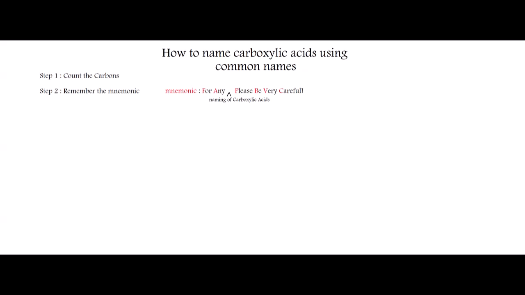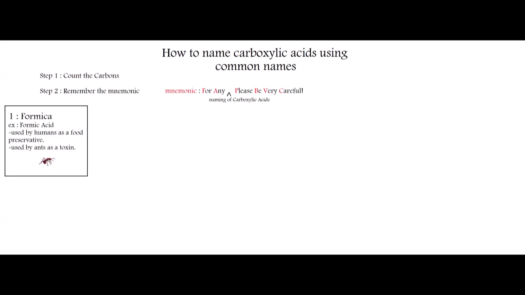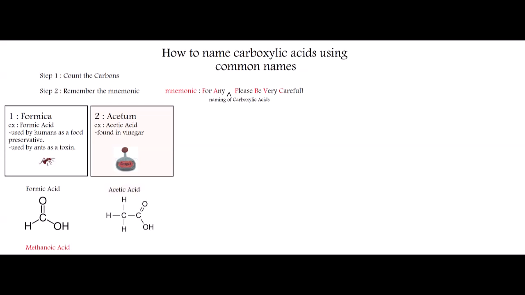So the first one we'll do is formica. That's one carbon. So, for example, formic acid, which is used by humans as a food preservative. It's used by ants as a toxin. And its IUPAC name is methanoic acid. Then we have two carbons as acetum, such as acetic acid, which is found in vinegar. And its IUPAC name is ethanoic acid.